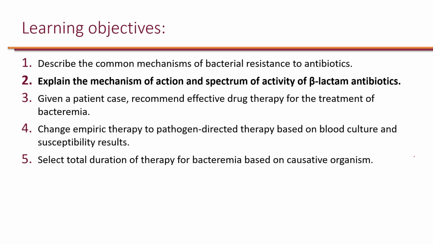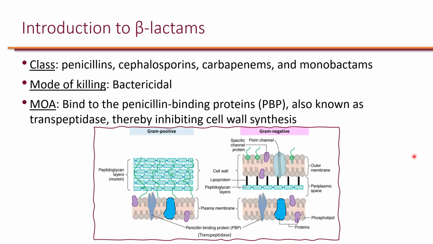We described the common mechanisms of bacterial resistance to antibiotics. Now let's explain the mechanism of action and spectrum of activity of beta-lactam antibiotics. There are 4 classes of beta-lactams. There are penicillins, cephalosporins, carbapenems, and monobactams. And they are all bactericidal.